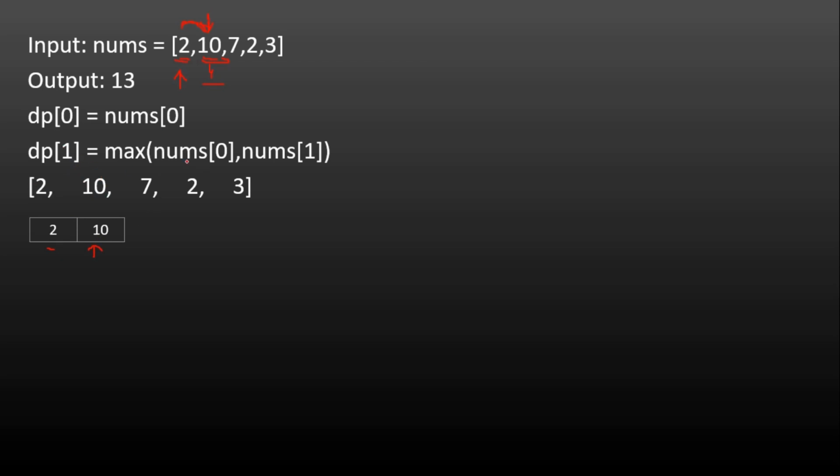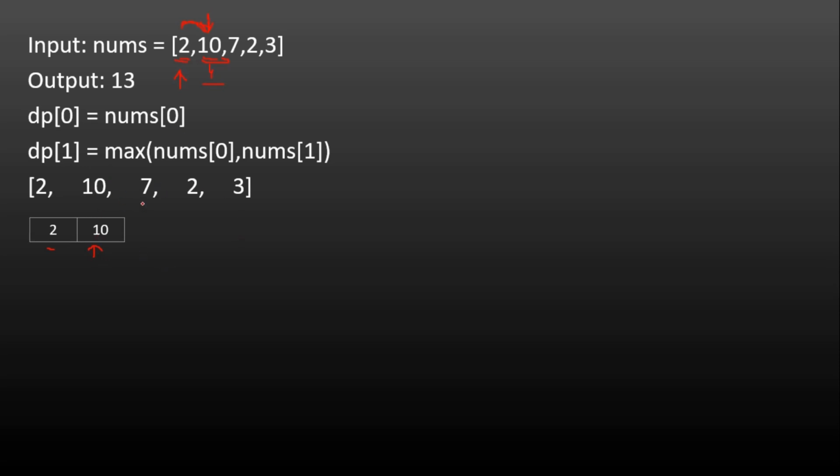So remember, here we are doing num of 0 and num of 1 because we are not adding both the values, right? We are just saying that either I can rob this house or I can rob this house. So at this point, which is the best option that I can have? So to check that, I can simply do a max of those two houses, right? So in this case it will be 10 is the best option, so I'll go with that, right? So here the value will be 10.